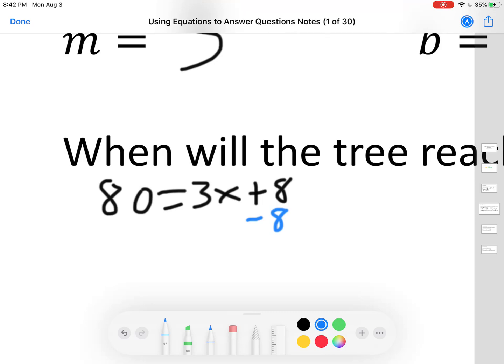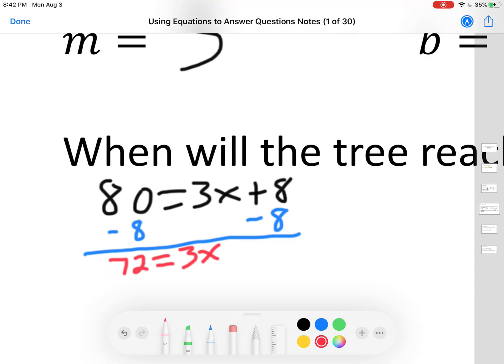I put this minus 8 on the right side of the equal sign. There's the equal sign. The minus 8 is on the right side. I need to put another minus 8 on the left side. On the left side is this 80, so I'll put a minus 8 there also. Whatever we get rid of on one side, we have to get rid of it on the other side also. 80 minus 8 is 72 equals 3x.